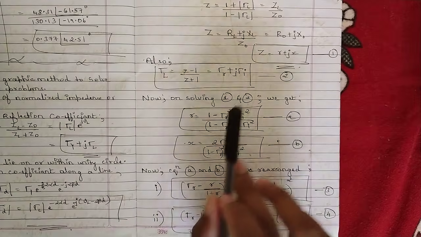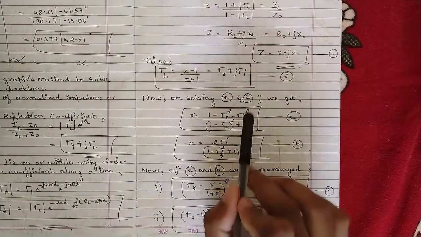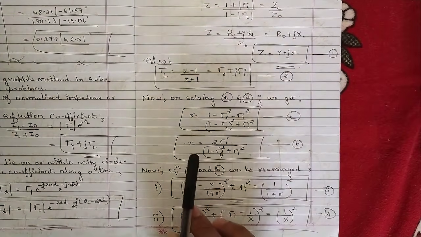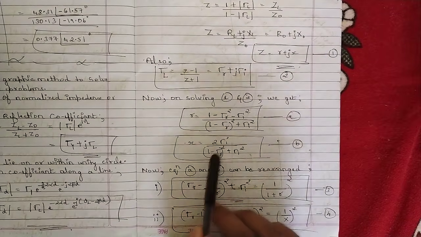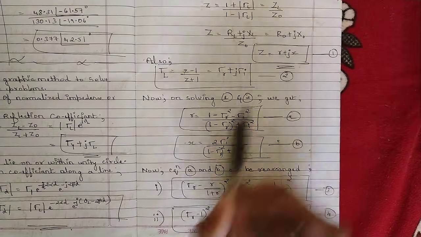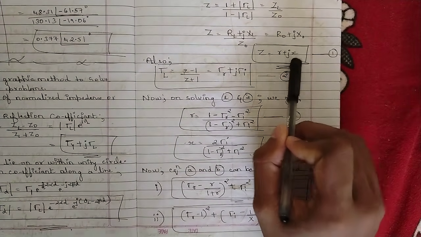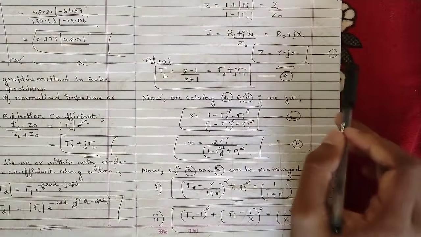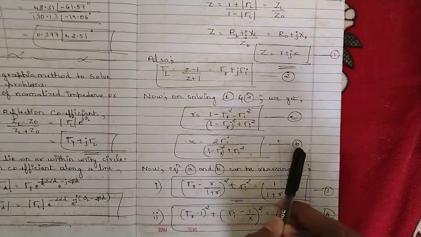And if you solve for x using equations 1 and 2, you would get this term here. Once you solve for r, another time you solve for x. If you solve for x, what we get is 2 times gamma I divided by 1 minus gamma R the whole square plus gamma I the whole square. While we solve for x, consider only the real terms, not the imaginary terms. If you have any imaginary terms, neglect them and solve for the rest of the terms. Name these as equations A and B.